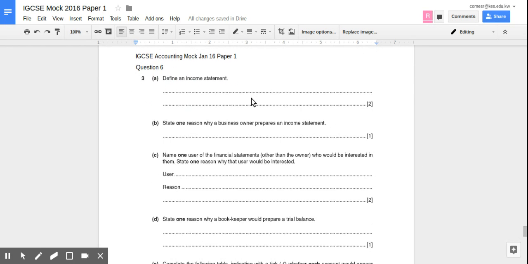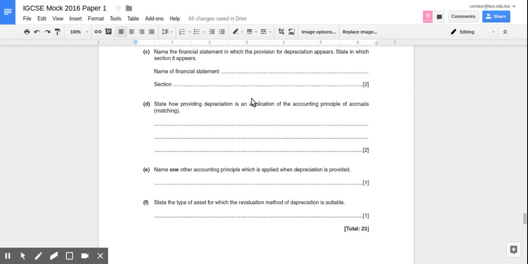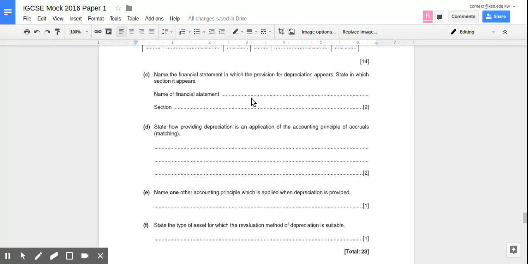Looking down at the rest of the question, name the financial statement in which a provision for depreciation occurs. I don't like that question particularly, or particularly when you look at the answer. They wanted you to say statement of financial position. The actual provision does appear there. It's a change in the provision, the new provision, that appears in the income statement, and it appears in the non-current asset section because obviously we subtract it.